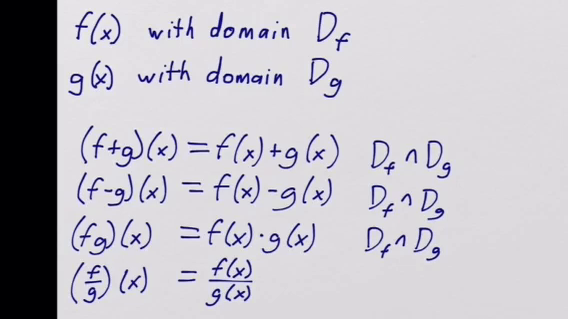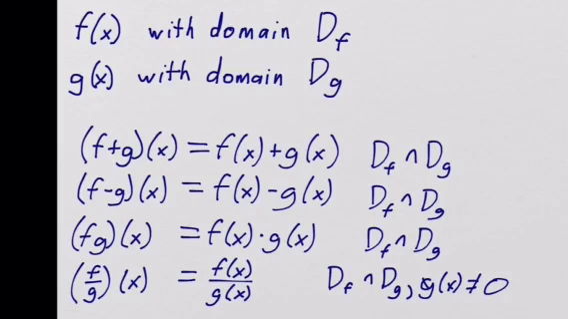Now, where the domain gets a little bit more tricky, but not too difficult, is this case of f of x divided by g of x. So we still have D_f intersected with D_g. But now we've got to put the little caveat in there that g of x does not equal 0. So if we get a situation that g of x equals 0, we also have to remove that from the domain.